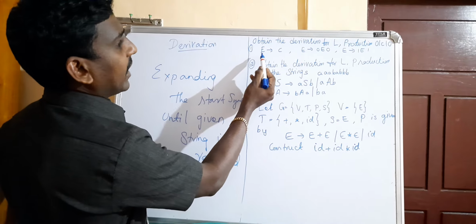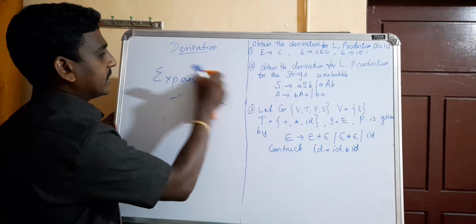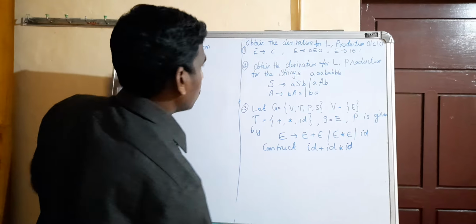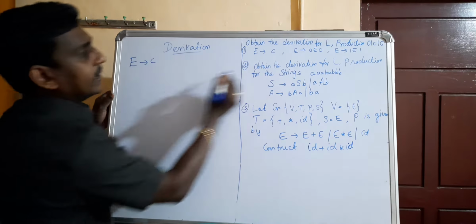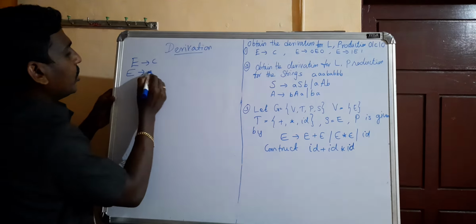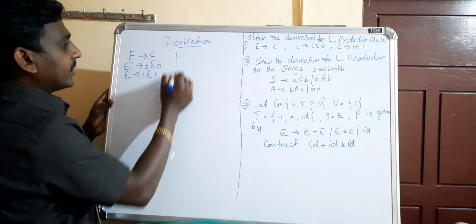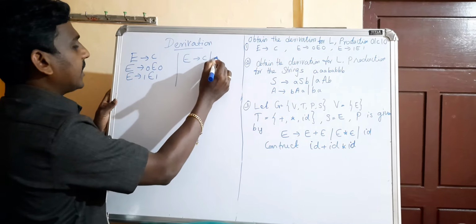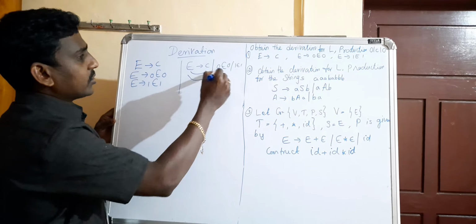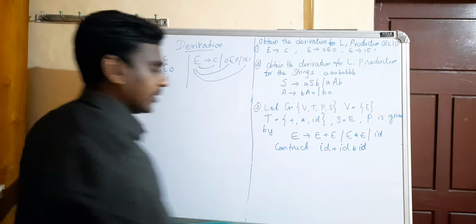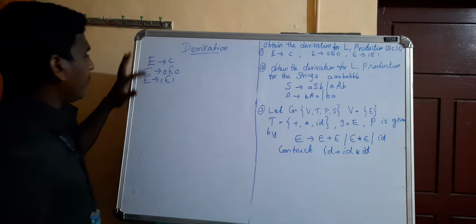For example, see we have a grammar, E tends to c. I will teach you with an example. I have given 3 examples: E tends to small c, E tends to 0E0 and E tends to 1E1. This can be written like E tends to c slash 0E0 slash 1E1. These are both the same: E tends to c, E tends to 0E0, E tends to 1E1, the same productions, because the same variable has 3 productions.